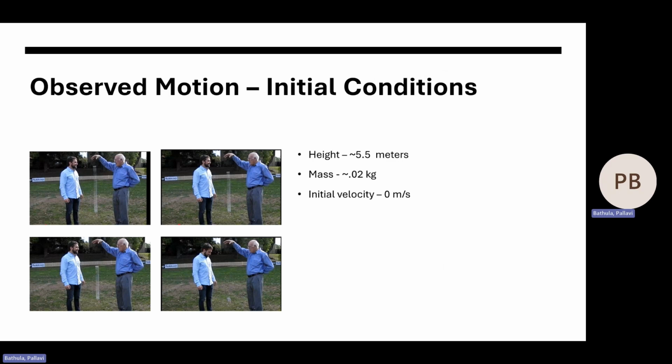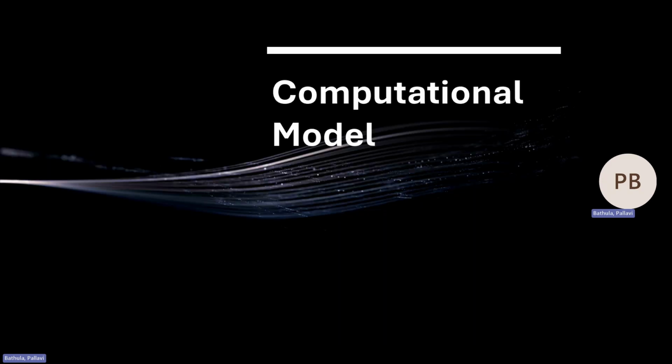So this was the video that was the backbone for modeling the computational model, or rather, an attempt at building it. These are the 4 important clips from the fall of the slinky that I truly base off of. Since I wasn't able to use Tracker due to software issues, I set approximate initial conditions where the height was around 5.5 meters, the mass was around 0.02 kilograms, and the initial velocity was 0 meters per second because it starts from rest. And now on to the computational model.